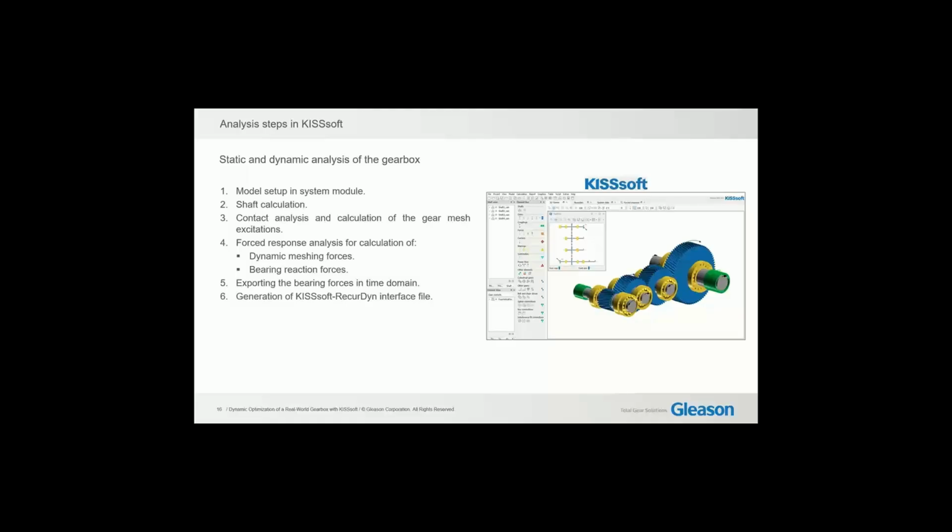Then in step 4, the main dynamic analysis is started. We do the force response, and there are several outputs, but the most important is to check the dynamic machine force as well as the bearing reaction forces, which are important for noise analysis. Then we export the results and generate an interface file together with time domain excitations to be used in Recordine.